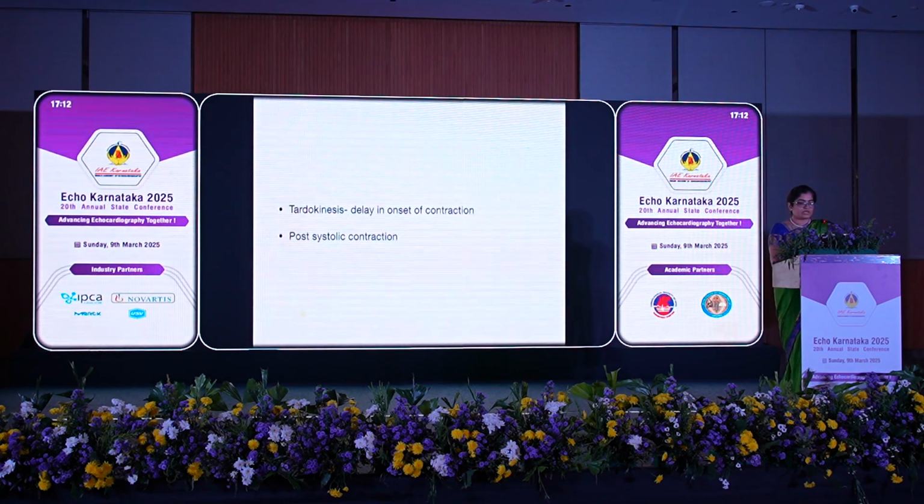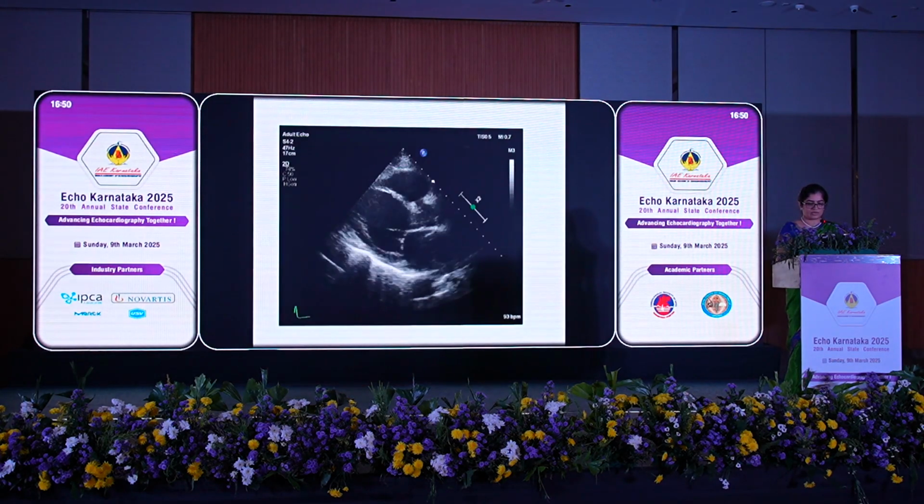The other important things in echo that we see are these two entities called tardokinesis and post-systolic contraction. Tardokinesis is defined as delay in the onset of systolic contraction, and post-systolic contraction means that the contraction is happening in the isovolumetric relaxation period beyond the systole. So I'll show you in the further slides how this can be identified.